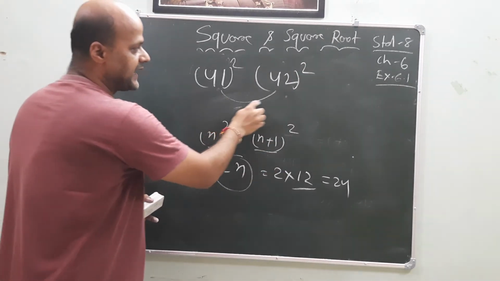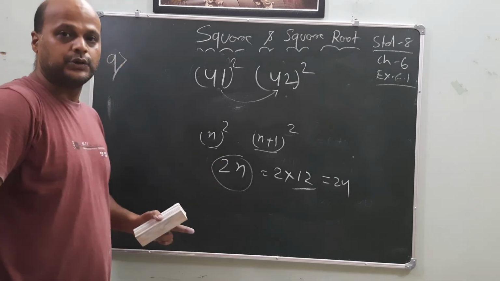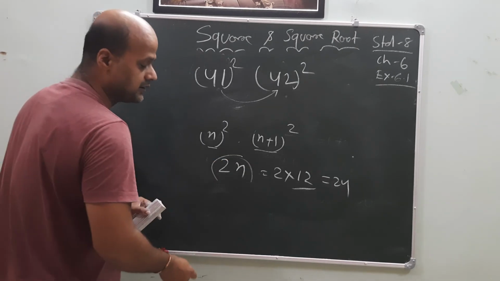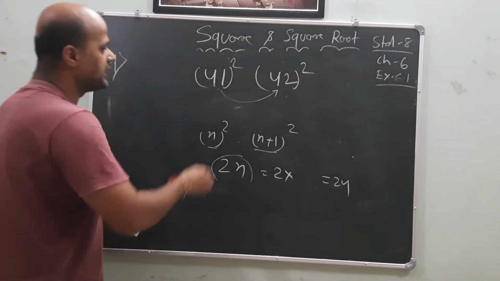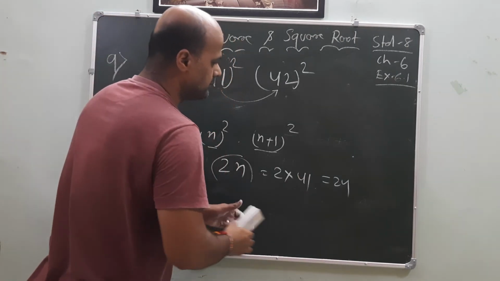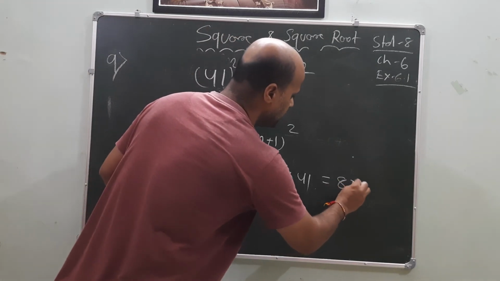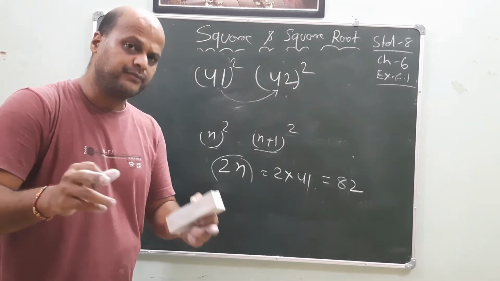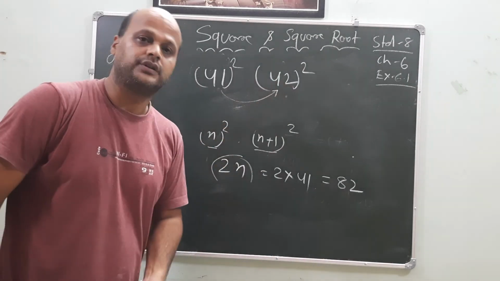If the pattern is like this format, then the simple formula is which one? 2n. 2 into n. 2 into n means, n is what? n is the initial number. What is that? 41. Multiply it, how much will it come here? 82. So I will say that 82 numbers are lying between the squares of these two numbers.